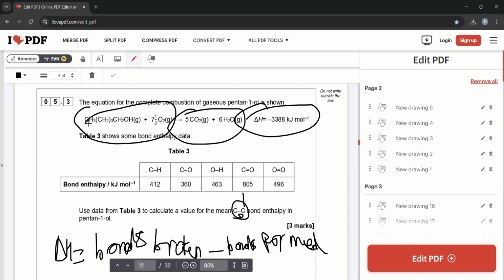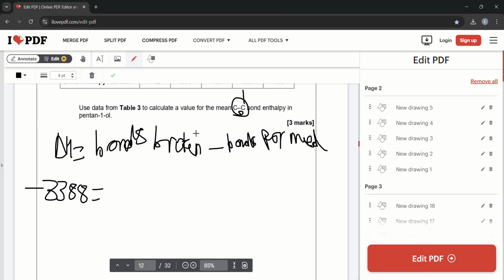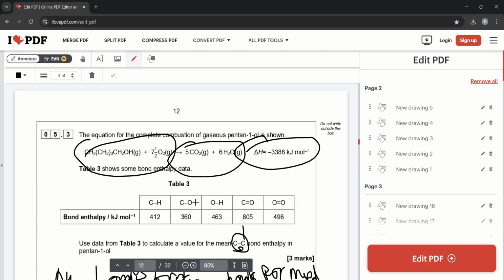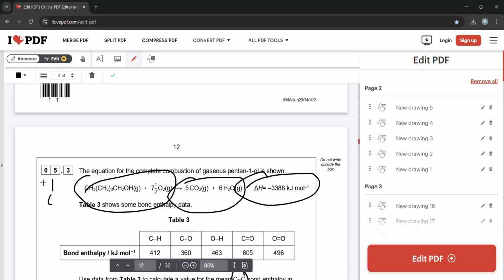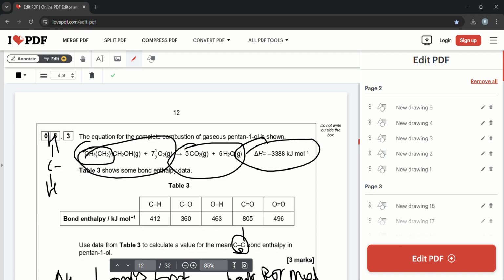So bonds broken. Well, it's going to be CH. You've got CH3, 3 times CH2, then CH2OH. What I'll do is draw it out and see how many bonds we're working with, but obviously that'll take quite a while. What we should get is 11 CH bonds, so it's going to be 11 times 412 plus, well, we've also got the final part, CH2, and then obviously the rest of this, but let's ignore that for now.